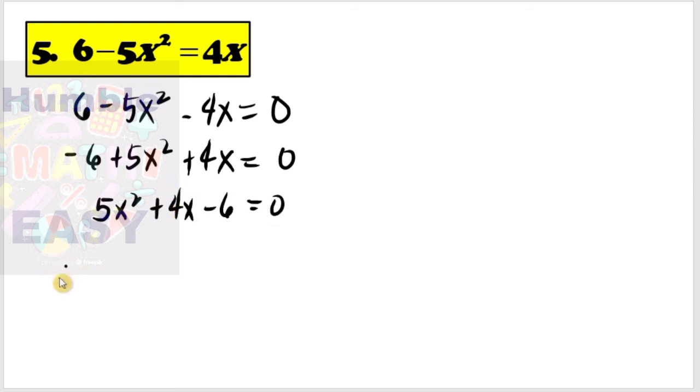So therefore we could say that 6 minus 5x squared is equal to 4x is a quadratic equation. So we are able to mark that one as green.